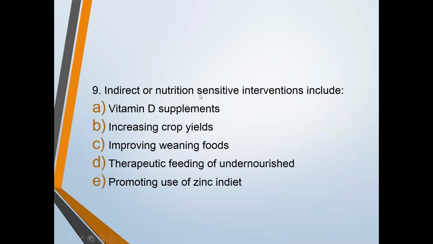Indirect or nutrition sensitive interventions include vitamin D supplementation, increasing crop yields, improving weaning foods, therapeutic feeding of undernourished children, and promotion of zinc in diet. Beta. Yes, beta is the right answer. Increasing crop yields is an indirect intervention that can improve nutrition.